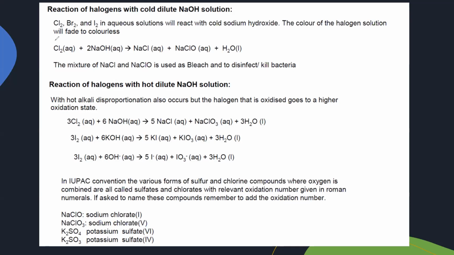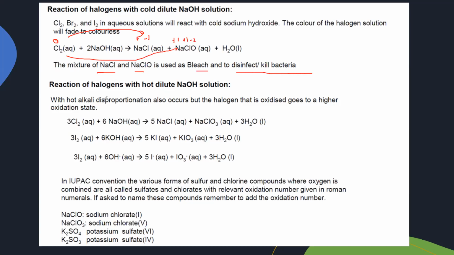Now, what is the change in oxidation number for chlorine? As a molecule element it is 0. In sodium chloride, it is -1, and in sodium chlorate(I), it is +1. So 0 changing to -1 is reduction, 0 changing to +1 is oxidation. And the mixture of sodium chloride and sodium chlorate(I) is used as a bleach and disinfectant, or to kill bacteria. But if we have warm sodium hydroxide, what do we observe?